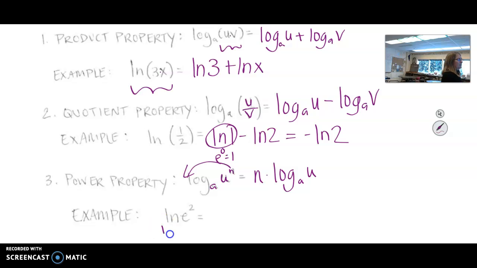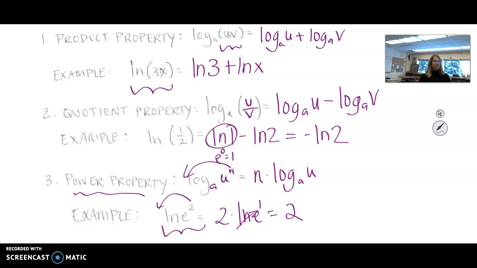So if you wanted to evaluate ln of e squared, we can apply the power property, bring the 2, the exponent, down in the front, 2 times ln of e, and then think about what ln of e is. Ln of e has a base of e, to what power equals e? Well, e to the first would equal e, so this equals 1, so we have 2 times 1, which is 2. So ln of e squared simplifies to 2. All right, I'm going to stop there.